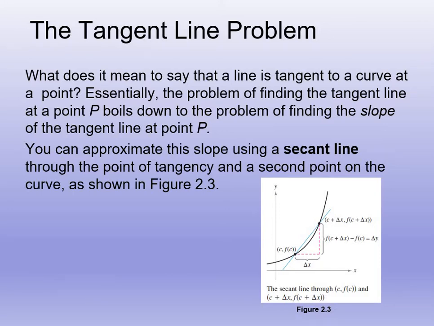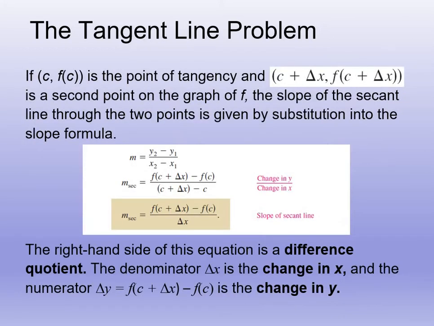You're used to talking about slope as change in y over change in x, or y2 minus y1 all over x2 minus x1. We are doing the same thing here. Our second point is c plus delta x and f of c plus delta x. So that's like finding y2 minus y1 divided by x2 minus x1. That's our slope. In calculus that translates to f of c plus delta x minus f of c divided by c plus delta x minus c. And that simplifies down.